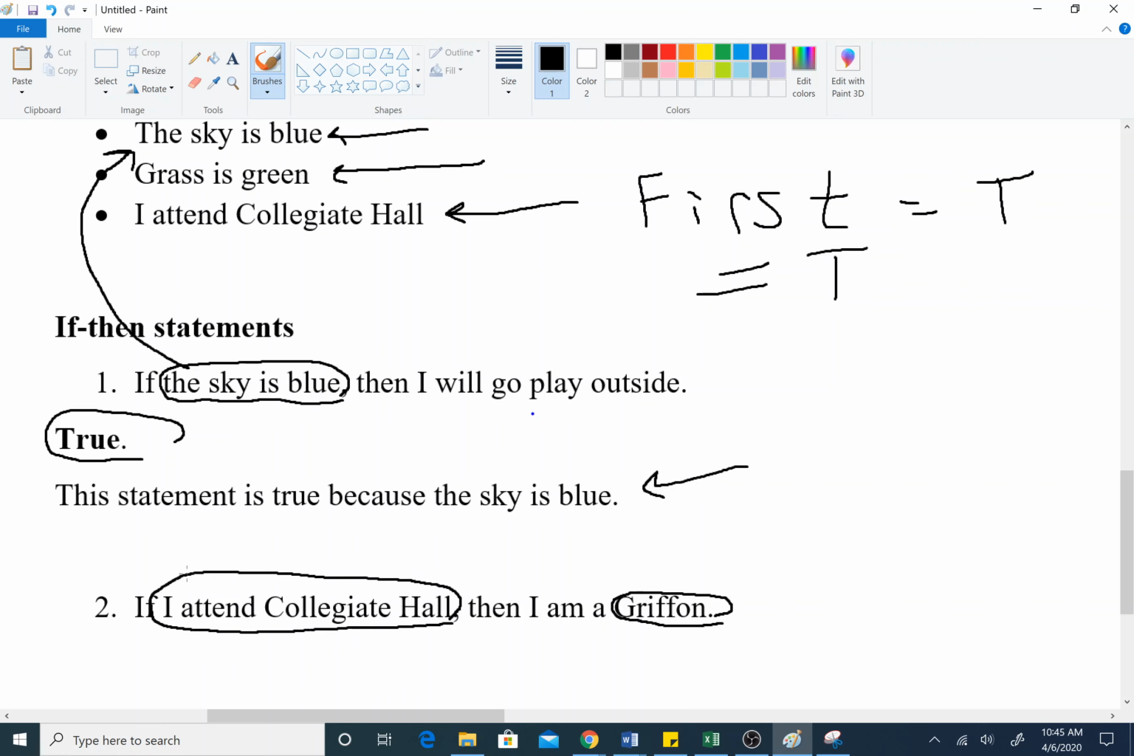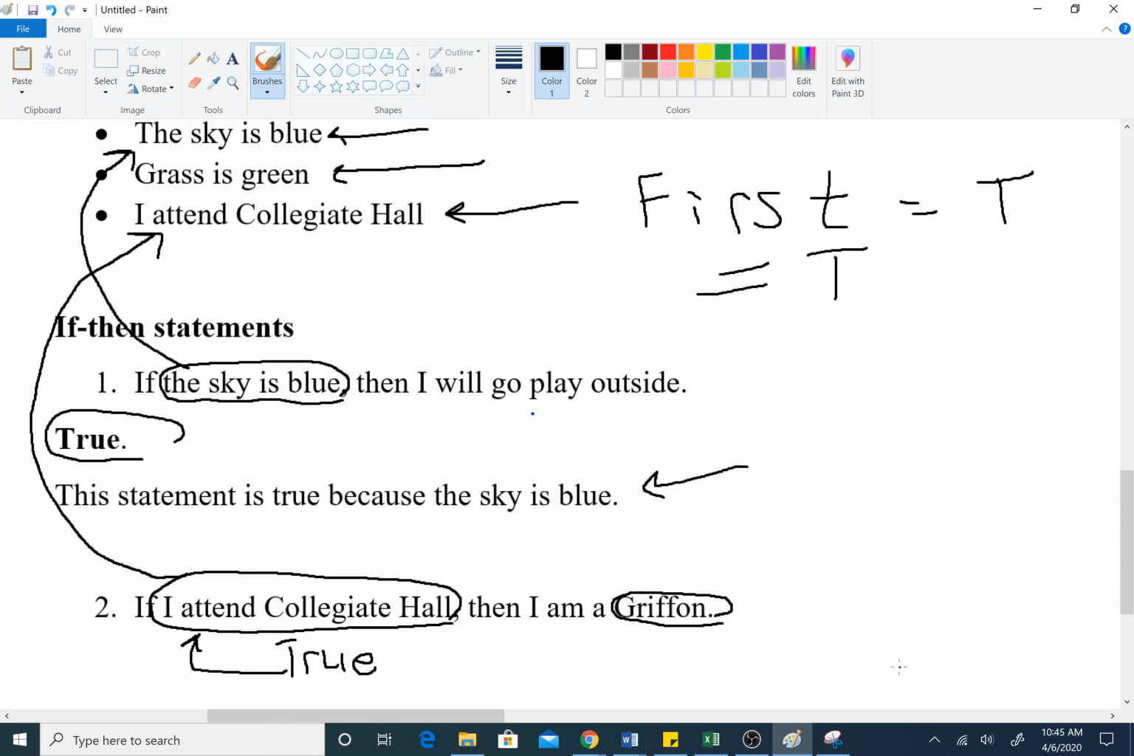Well, I hope you attend collegiate hall. Otherwise, I wouldn't be your teacher. But all of us attend collegiate hall, so this statement must be true. The reason behind that is because you do attend collegiate hall.